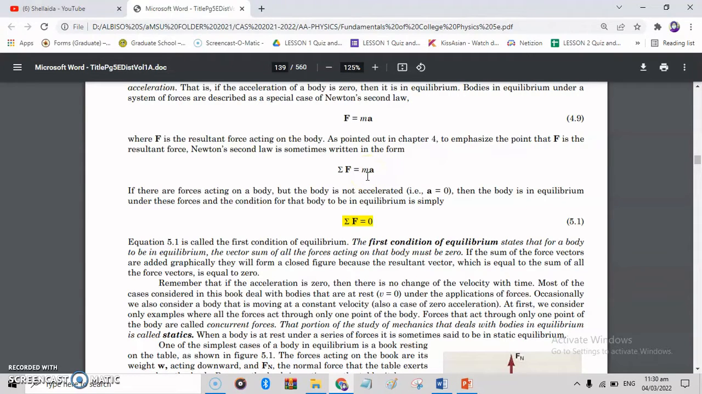So if there is no acceleration, therefore equation 5.1 says the summation of all forces acting on a body is equal to 0. The first condition of equilibrium states that for a body to be in equilibrium, the vector sum of all forces acting on that body must be 0. That is the first condition of equilibrium.